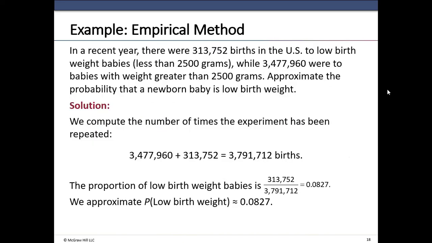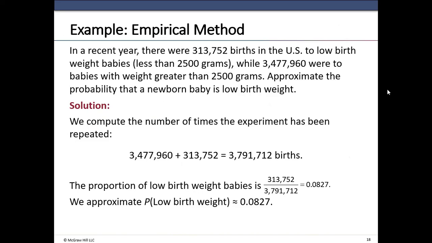In a recent year, there were 313,752 births in the US to low birth weight babies, less than 2,500 grams, while 3,477,960 were babies with weight greater than 2,500. So first we find the total number of babies born by adding the two numbers.